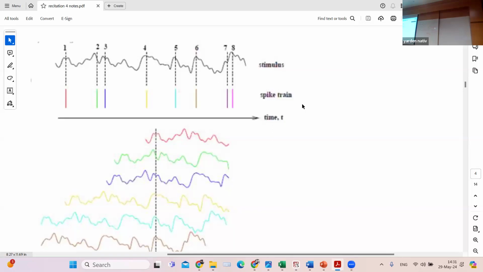Okay, so for example, here you have this spike in red, and you cut its vector from the stimulus and you put it here. Okay, and then there is another one in green over here. So you cut this part and you put it here. Okay, and how do you decide about the size of the vector that you want to cut?